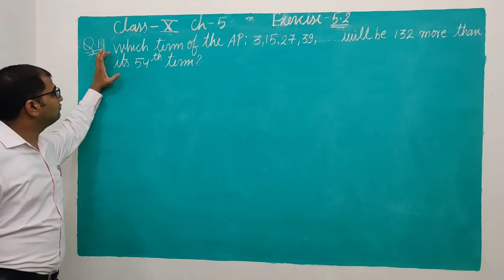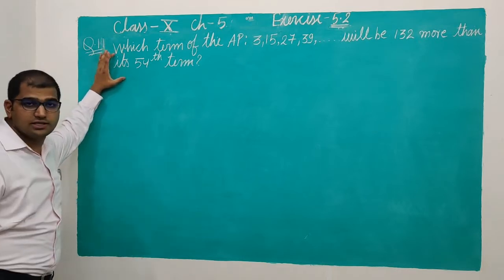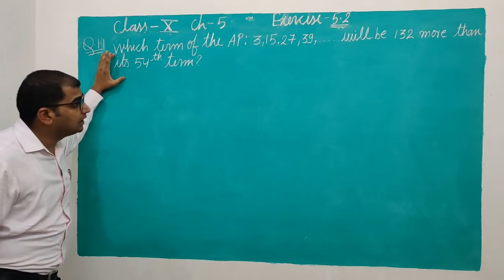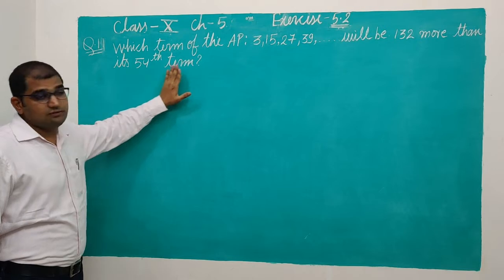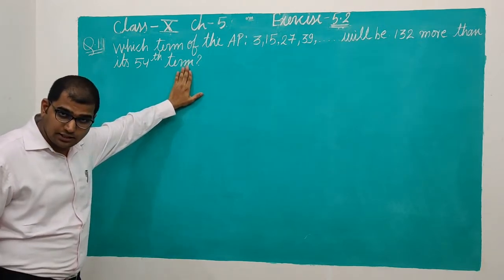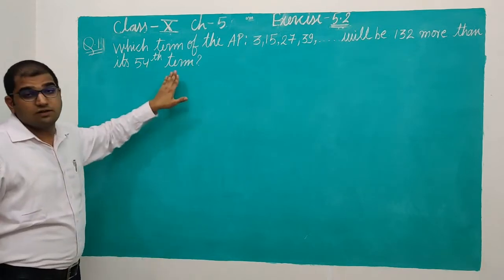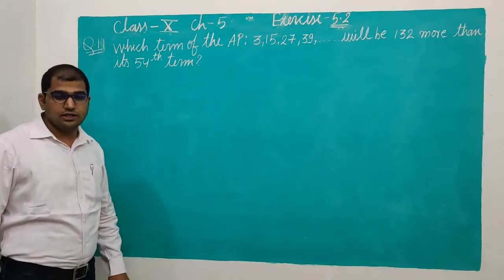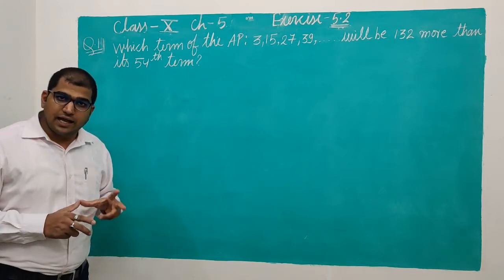क्या कहता है क्वेश्चन देखिए, which term of the AP 3, 15, 27, 39 and so on will be 132 more than its 54th term. ऐसी AP की कौन से नंबर की टर्म है जो कि गिवन AP से 132 more than its 54th term. Got it? तो वो नंबर n का वैल्यू आपको फाइंड आउट करना है इसमें. क्या फाइंड आउट करेंगे? n का वैल्यू.